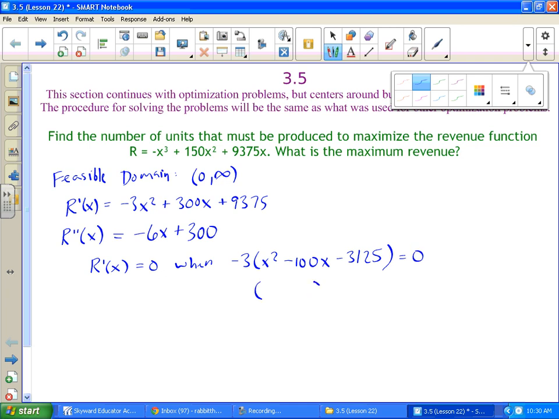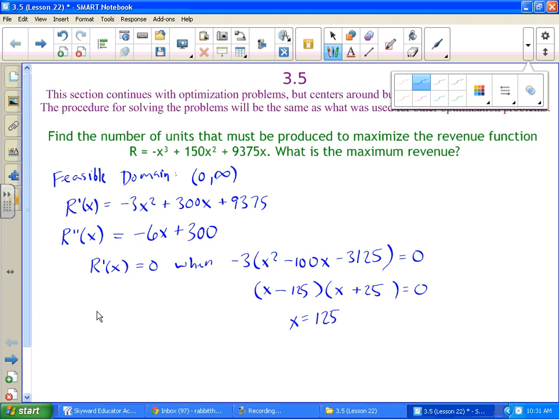Now we might not be good enough at factoring huge numbers like that. If you're not good enough at factoring huge numbers, what do you have to use? Quadratic formula. Good thing is you have Mrs. Rabbit here. So we have minus 125 and plus 25. So which of those numbers is not going to make sense? This one here, right? Because it's going to give me negative 25. That's not in my domain. So I know x has to be 125, right?